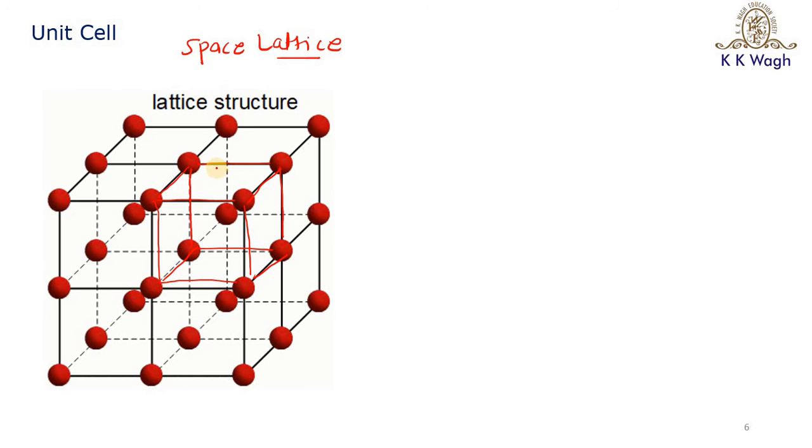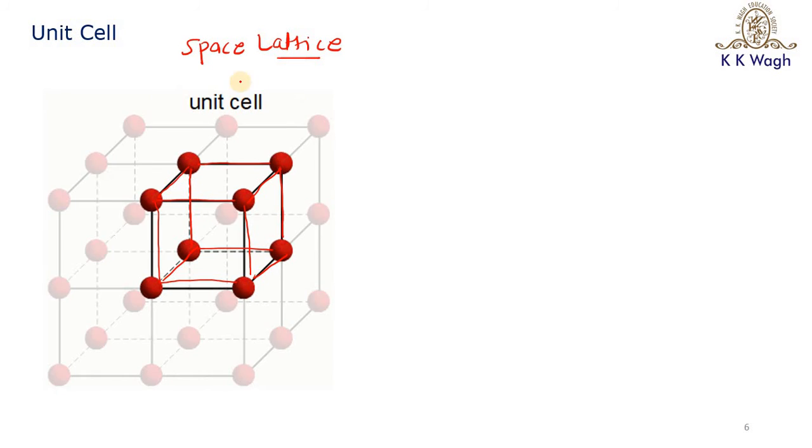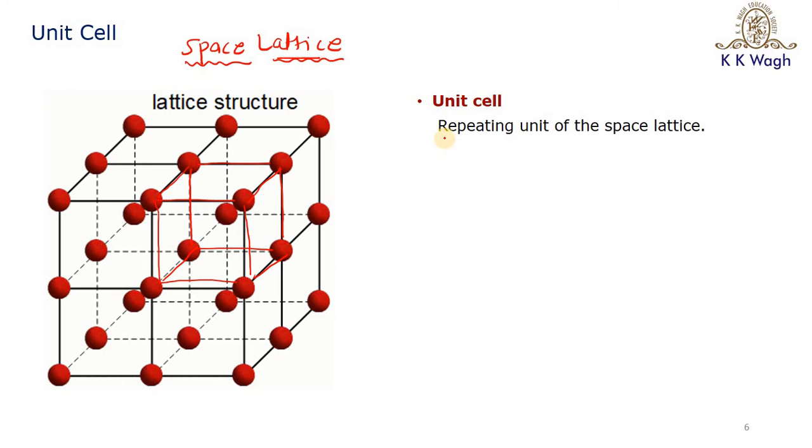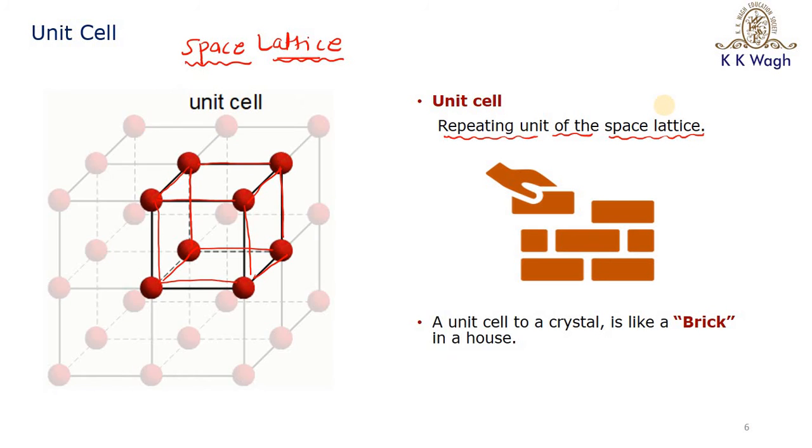That is, the three-dimensional network of imaginary lines connecting the atoms is called the space lattice, right? Then what is called the unit cell? A unit cell is a repeating unit of the space lattice. Now what does it mean? A unit cell to a crystal is just like a brick in a house.